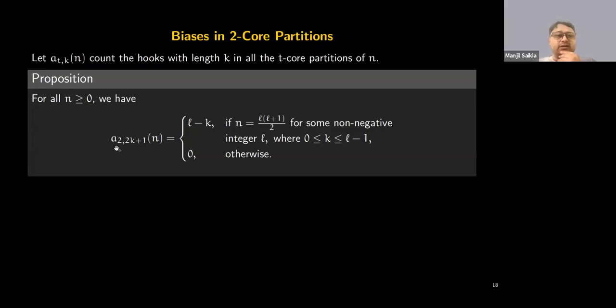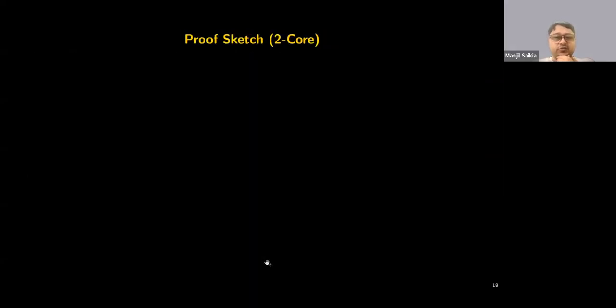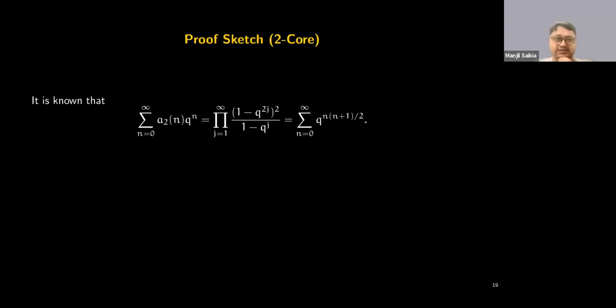If we look at all the 2-core partitions with 2k plus 1 hooks, then we can give an exact number. If n is a triangular number, then we have this quantity, otherwise it's going to be 0. And it's not very difficult to see. From this, we get a corollary which shows that the difference between two of these values is just equal to 1. Let me show you how we get this.